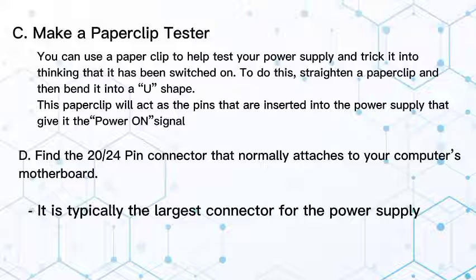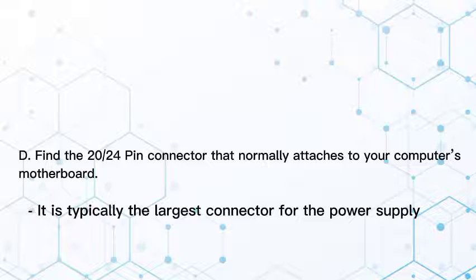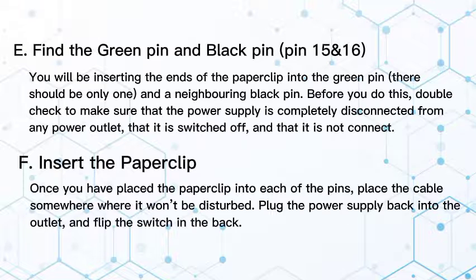Find the 20 by 24 pin connector that normally attaches to your computer's motherboard. That is typically the largest connector for the power supply. Next, find the green pin and black pin, pin 15 and 16. You will be inserting the ends of the paperclip into the green pin, there should be only one, and the neighboring black pin.